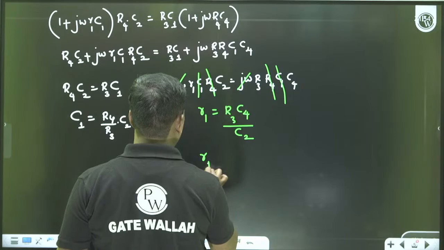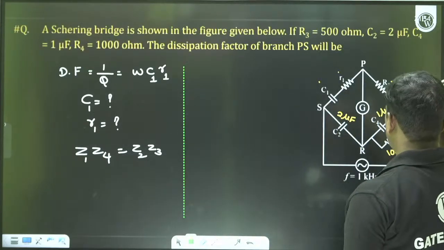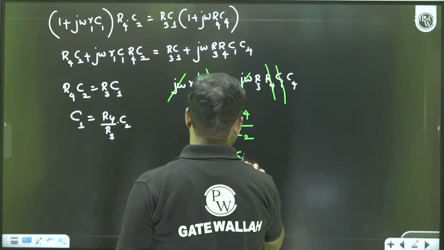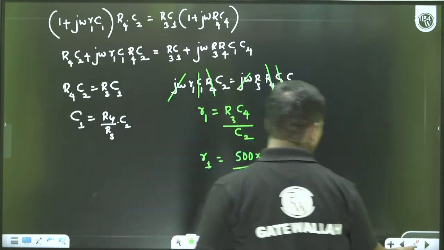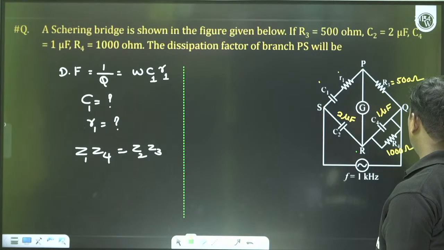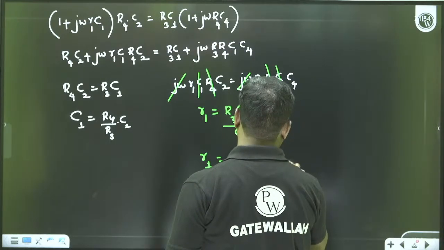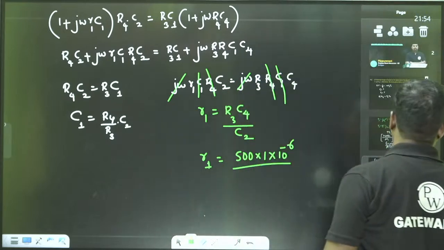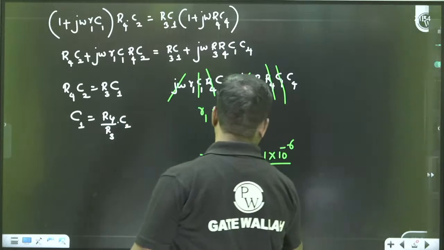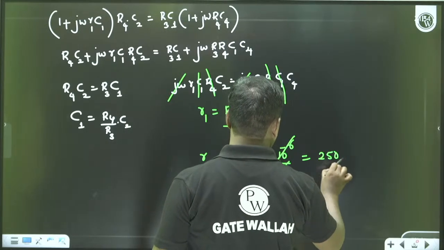So first find out R3. How much is given in the question? So R3 is how much? 500 ohms. R3 is 500 ohms. This is 500 into C4. What is the value of C4? C4 is 1 microfarad, 1 into 10 power minus 6. Next, what is C2? It is 2 microfarads, 2 into 10 power minus 6. So it gets cancelled. This is 250 ohms.